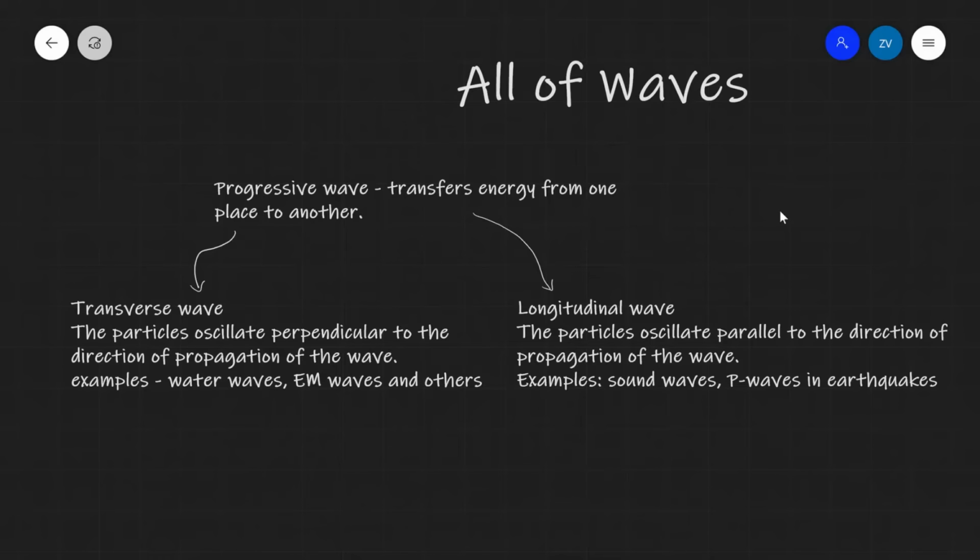In a longitudinal wave, the particles oscillate perpendicular to the direction of the propagation of the wave or the direction of energy transfer. Typical examples include sound waves and P waves in earthquakes.